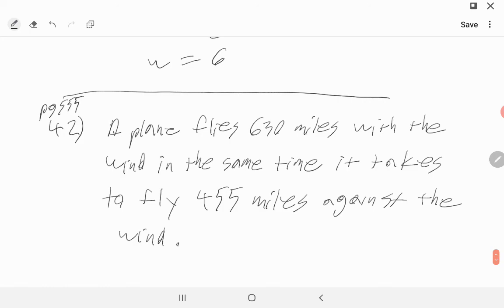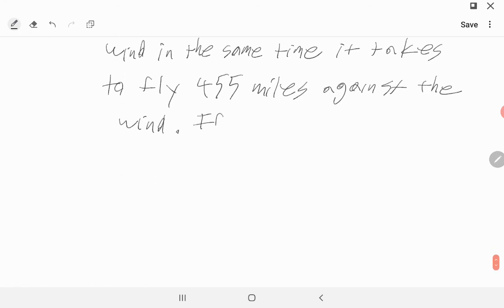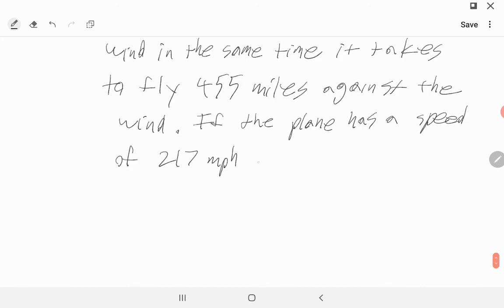So if the plane flies at the rate of 217 miles per hour in still air, we want to know what the speed of the wind is. If the plane has a speed of 217 miles per hour in still air, how fast is the wind?